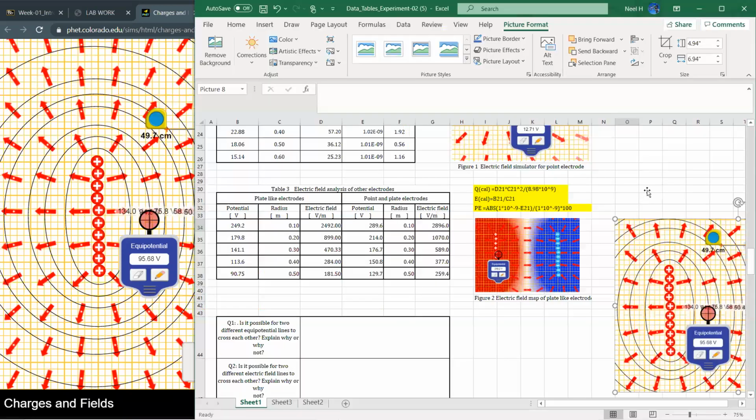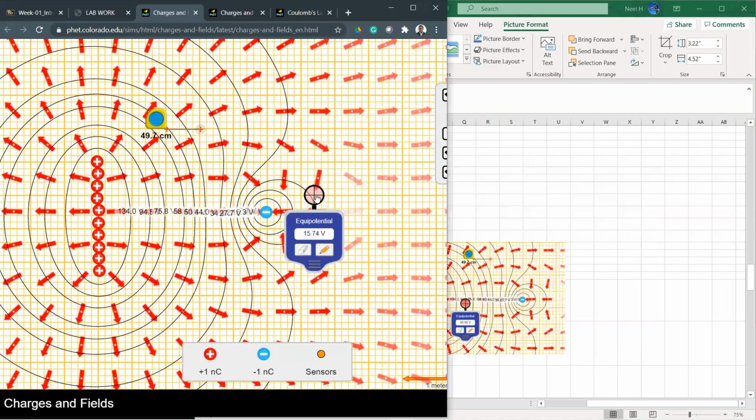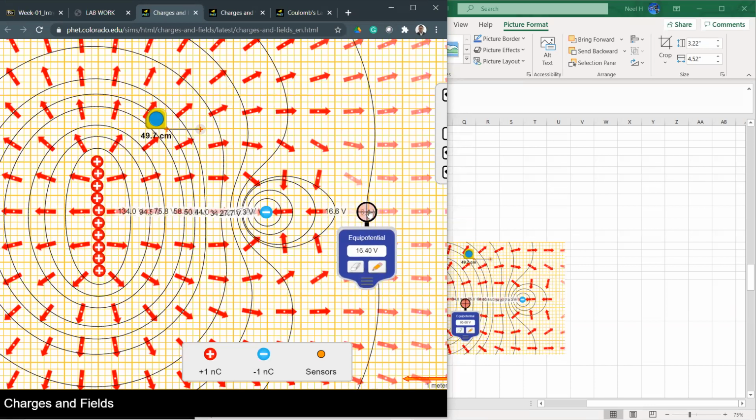So how do you draw the lines? Yeah, all you have to do if you want to get the equipotential anywhere is bring this sensor to any place and click on this pencil icon. That will draw the line automatically. Okay. Okay, thank you. Yeah.